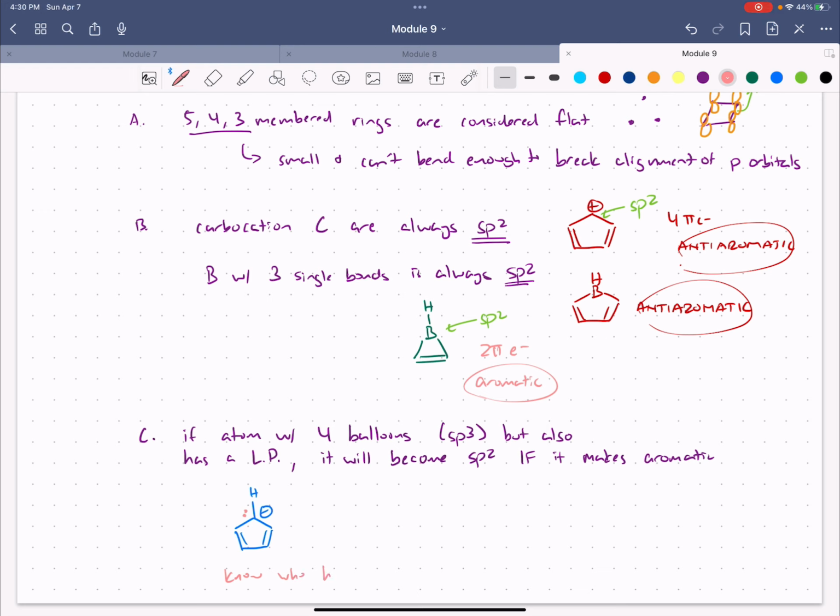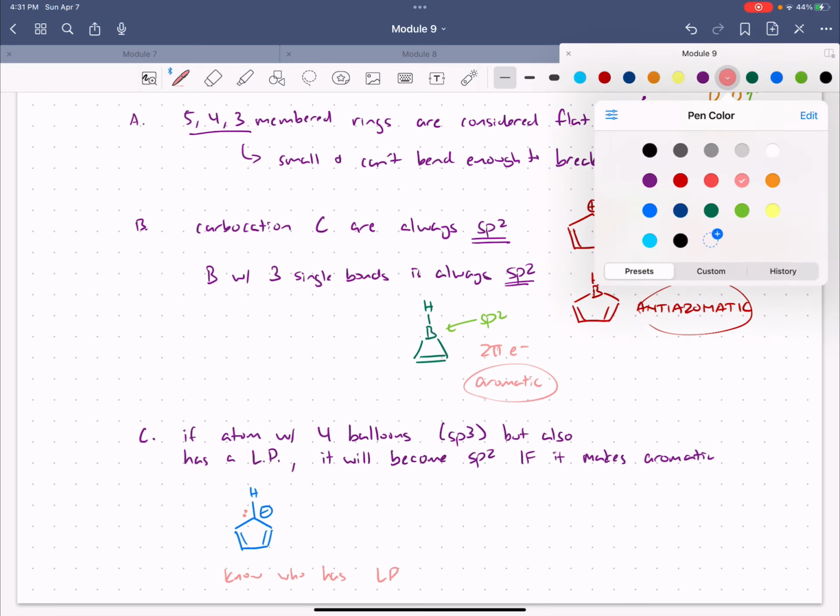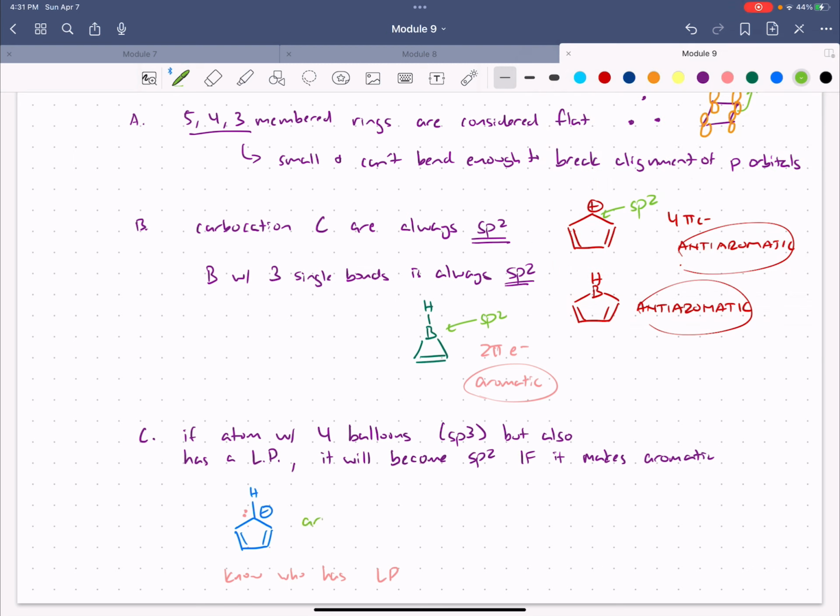So know who has lone pairs. So this is one example where it looks sp3, but if I make it sp2, the lone pair will be part of the pi system. Okay? And so this is aromatic. Now, 6 pi electrons. Let me give you another example.